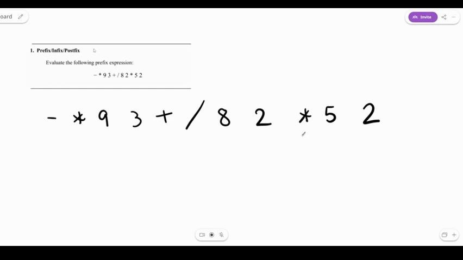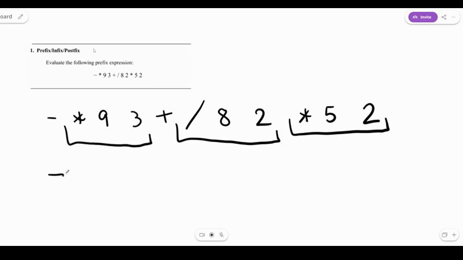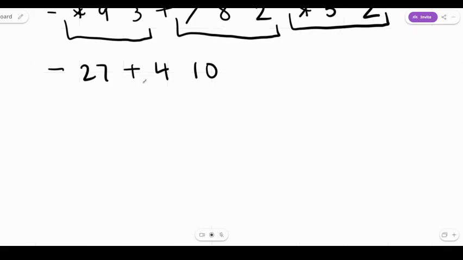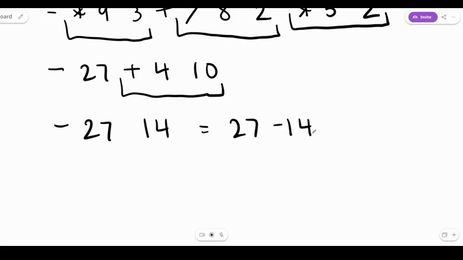So let's see what we can evaluate immediately. Since it's prefix, we're looking for places where the operand directly precedes two numbers. So that's here in these three spots. So let's evaluate this. 9 times 3 is 27. 8 divided by 2 is 4. And 5 times 2 is 10. So now we see that this plus will group these two numbers together. So you have minus 27, 14, which in infix would be 27 minus 14, which leaves our answer to be 13.